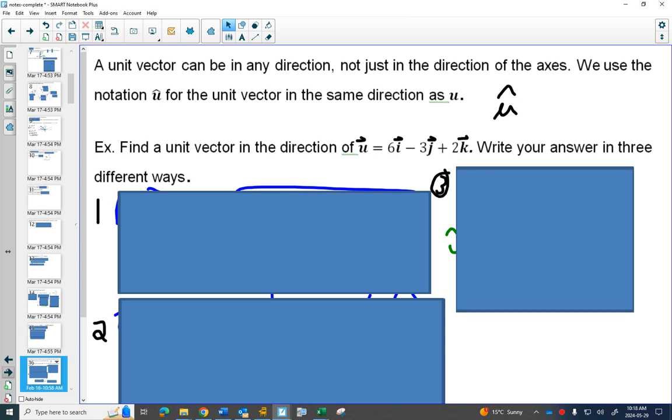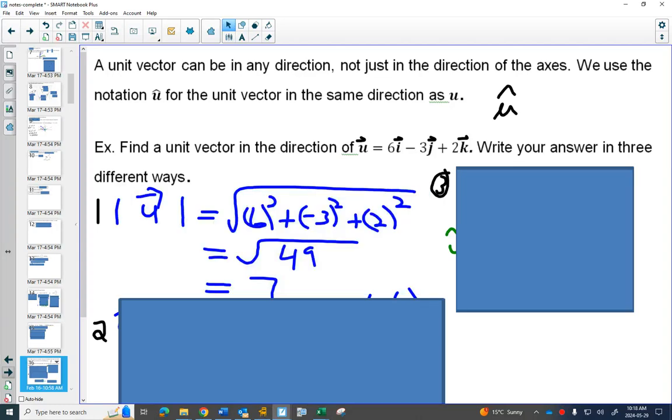And we're going to write our answer in 3 different ways. We already figured out this was that nice unit where the length of u was equal to 7. If you want something in the same direction as this, but this has a length of 7 and we want a length of 1, we would have to divide by that length, 7.